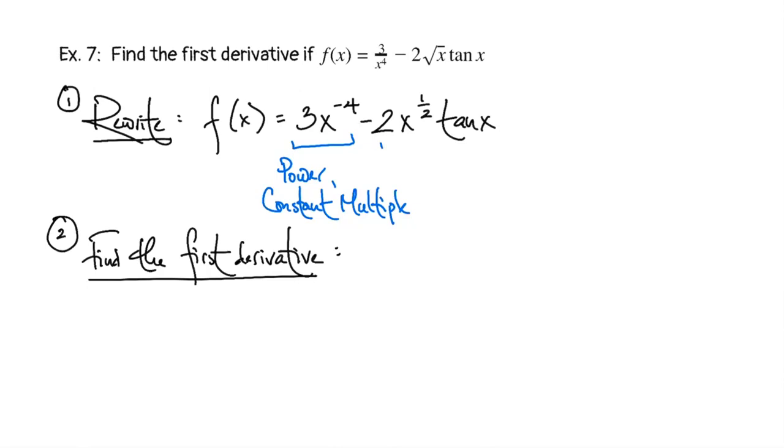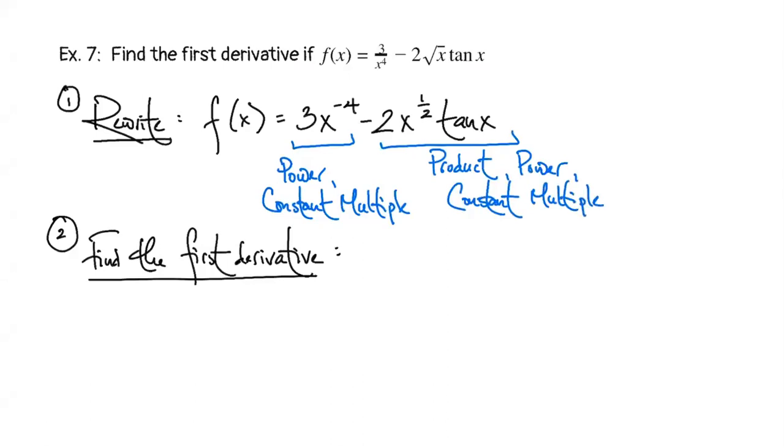But what about this second term right here, the 2x to the 1/2 times tangent x? What are our thoughts on that? Yeah, we're going to use product rule as the bigger structure here. We want to maybe think also we're going to need power rule for that x to the 1/2. Yep. And then while we're here, we might want to even remind ourselves we have a constant multiple because we can leave the 2 out in the front while we do the product rule, okay?